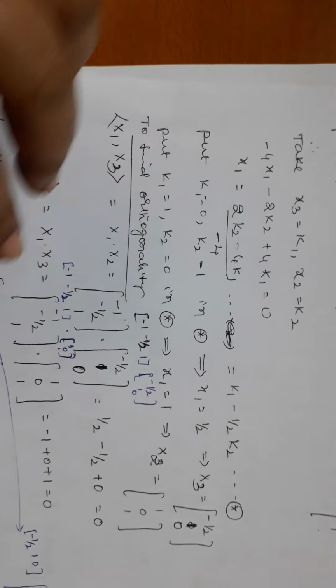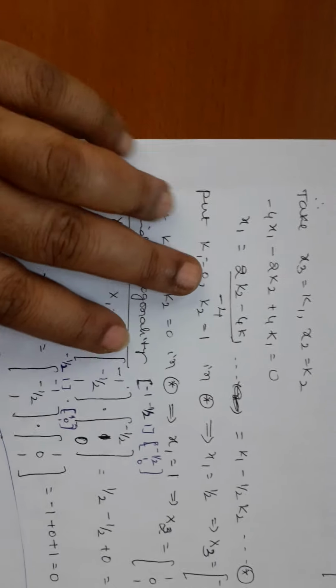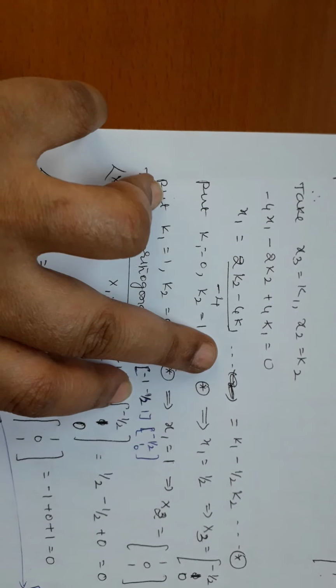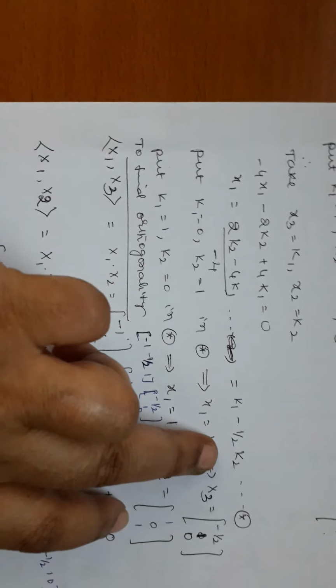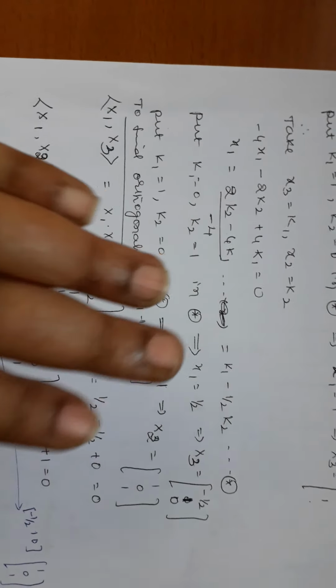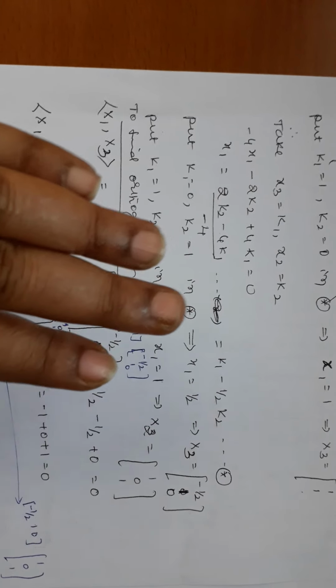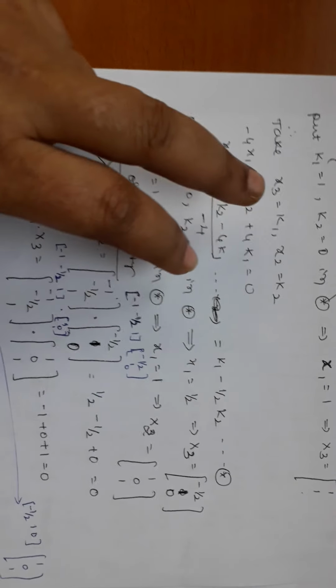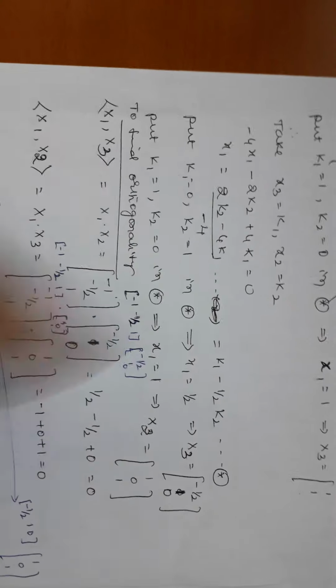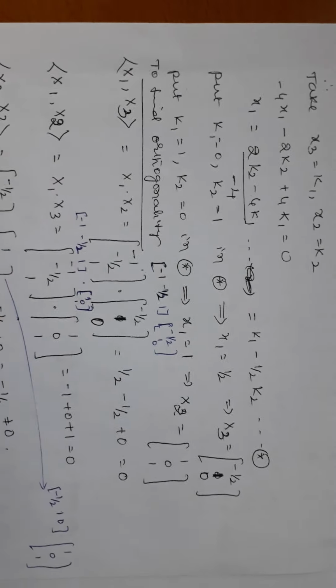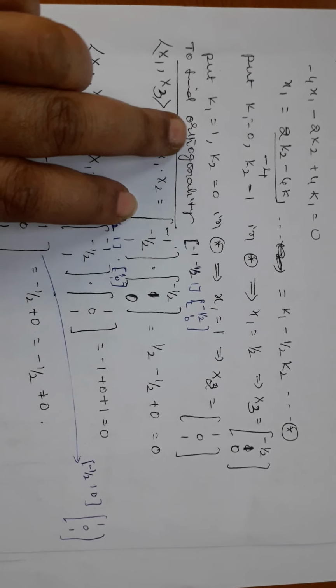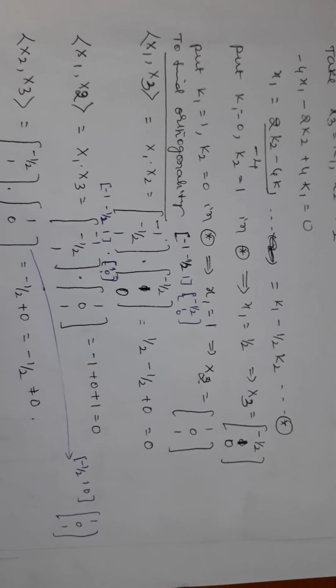Now I have to substitute these two into the identical equation, 4x1 plus 2x2 minus 4x3. Any one of the equations I can substitute. We get x1 in terms of k1, k2. You already know that I took k1, k2 as the two unknowns for x3 and x2, with x3 equal to k1 and x2 equal to k2. Then I have to find x1 in terms of k1, k2. Once we get that, I have to give two sets of values.